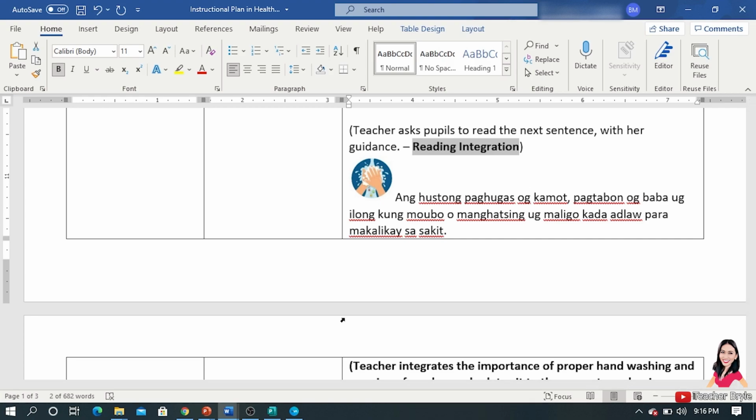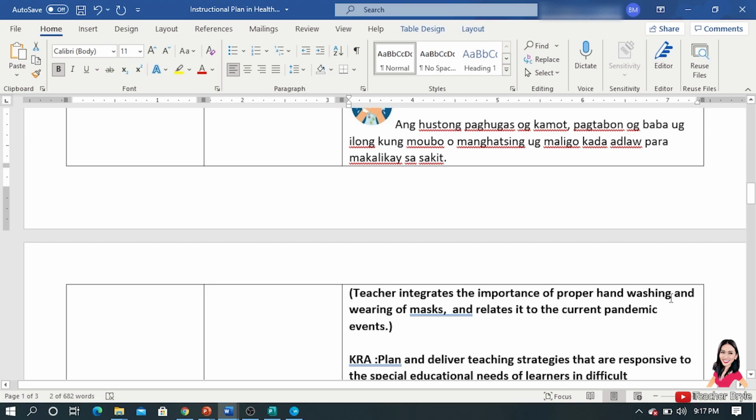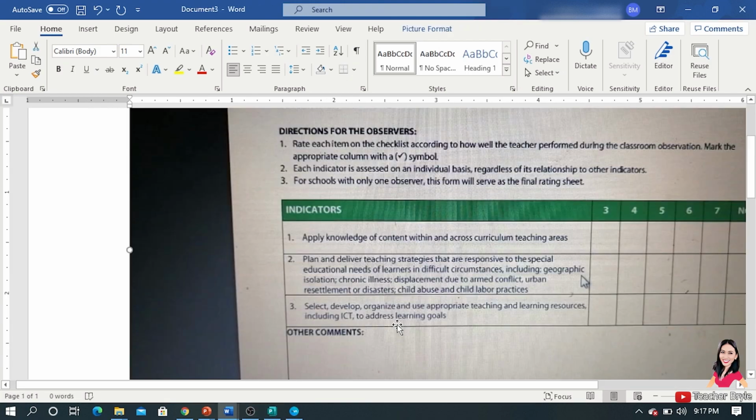So, para ma-check atong 3 indicators that should be visible in our instructional plan and also during our demonstration. Since those 3 indicators kinahanglan nga obserbahan sa mga supervisors, these are the 3 indicators that the observers or the supervisors want to see during your classroom observation. So here, teacher integrates the importance of proper hand washing and wearing of masks and relates it to the current pandemic events.